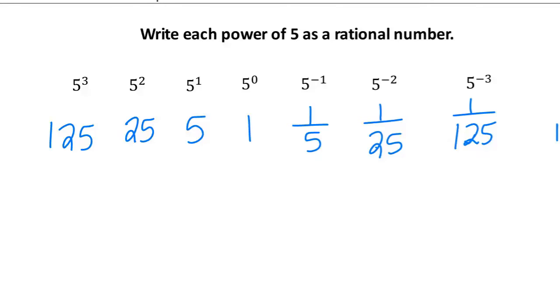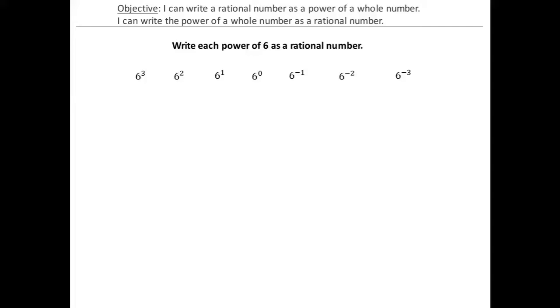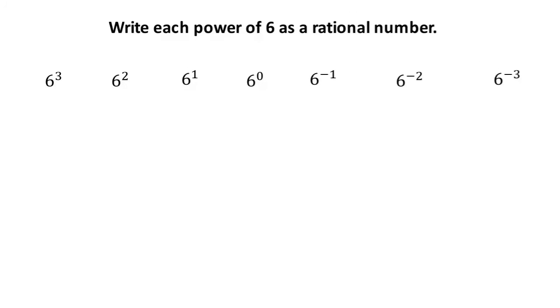All right, next we have the powers of 6. Powers of 6. So starting in the middle, 6 to the 0 power is 1. 6 to the first is 6. What's 6 squared? 36. And then 36 times another 6 is 216. That's a bigger one. 36 times 6 is 216.